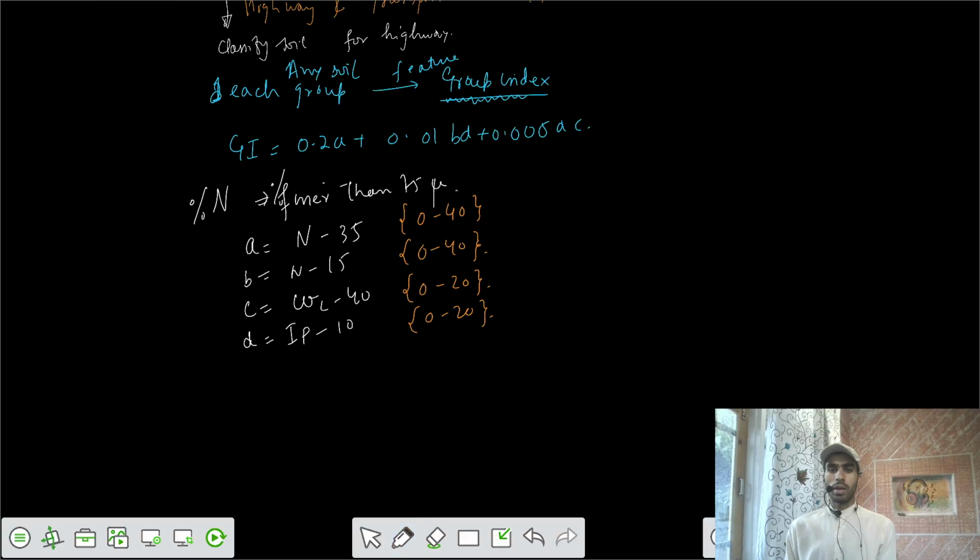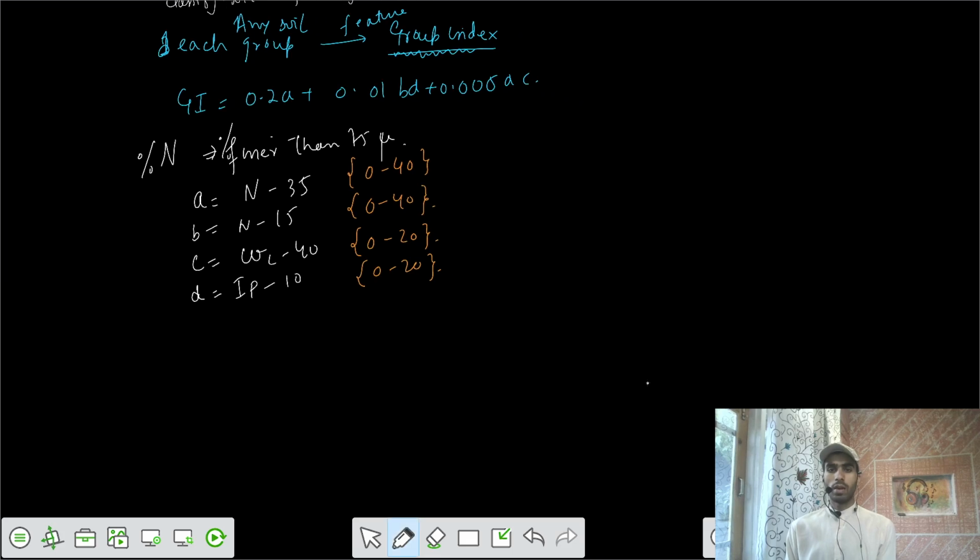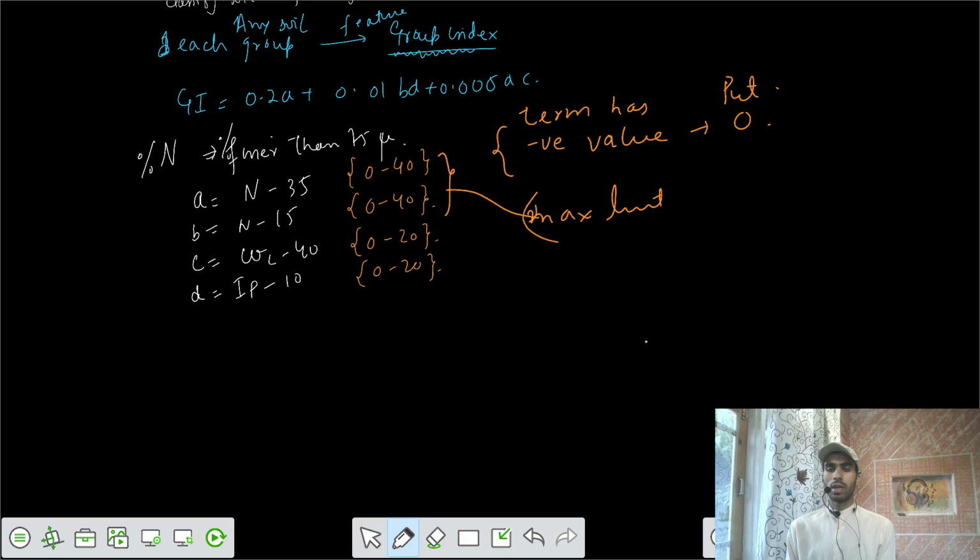So that means if there is any term having a negative value, we have to substitute that value as 0. And if the limit goes greater than 40, we have to keep the maximum limit. We have 40 for the first two. If the value, let's say n minus 35, is 43, we have to keep that value as the maximum limit of 40.